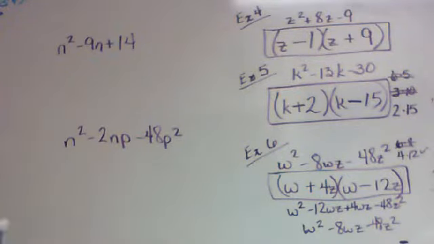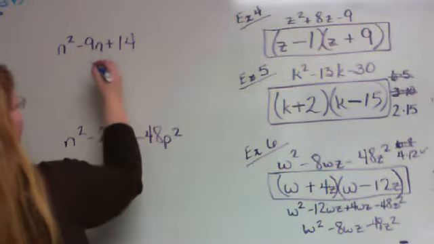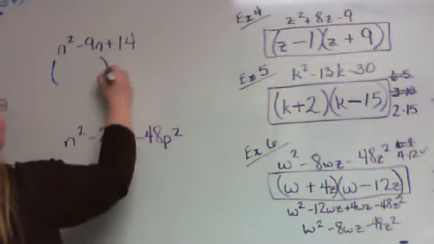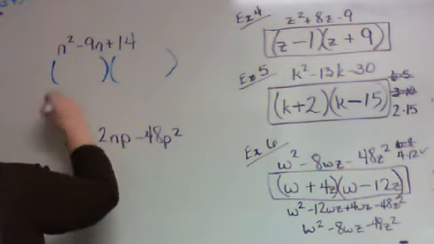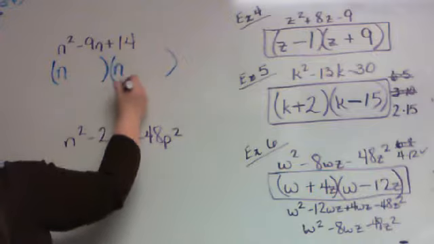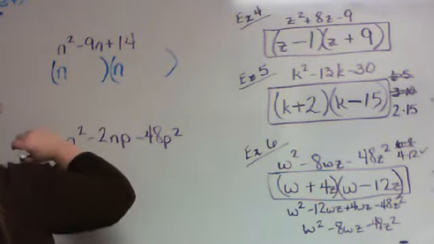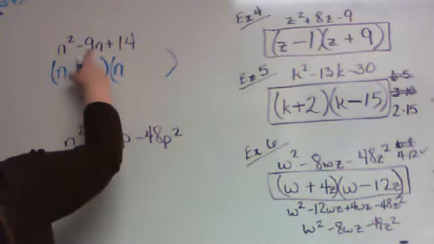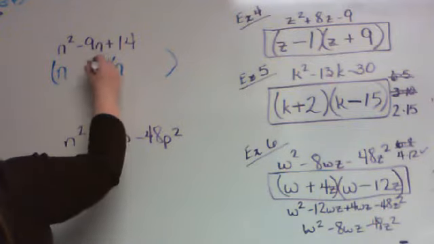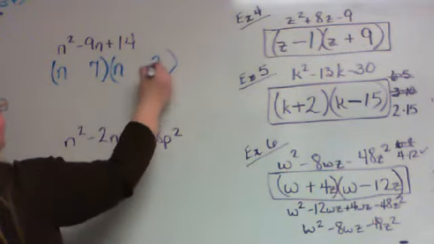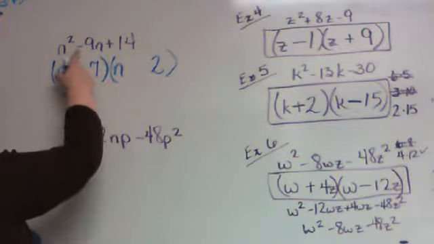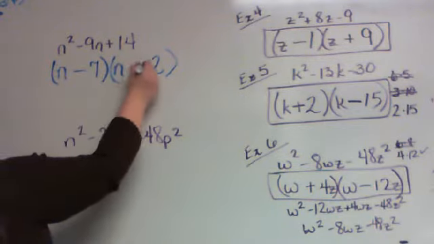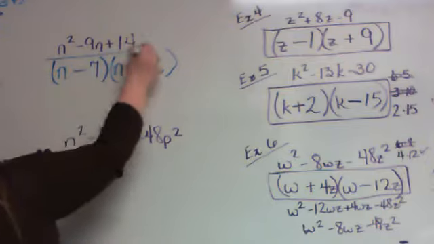Okay. Up here. No GCF. Got to do your skeleton. Two things that multiply together to give you n squared is n and n. Two things that multiply to give you 14 and add to give you 9: 7 and 2. The sign in the back is a plus, which means you both have the sign in the front.